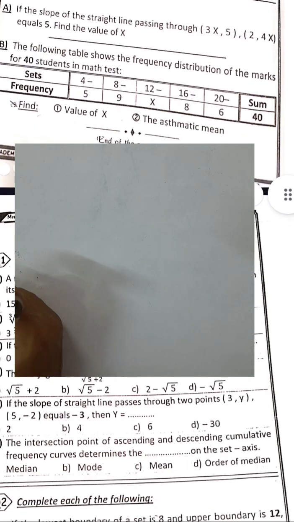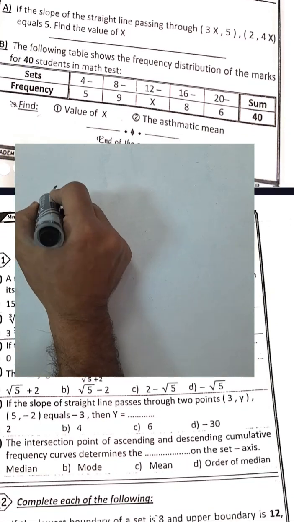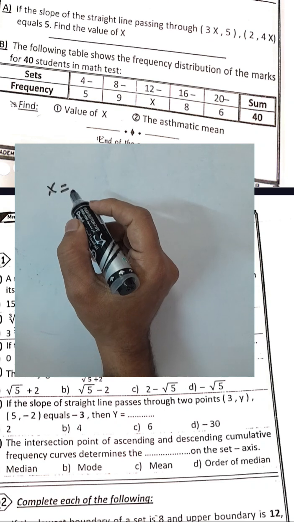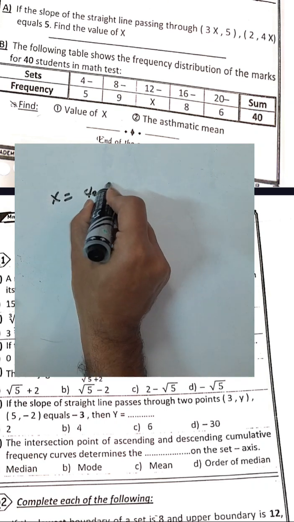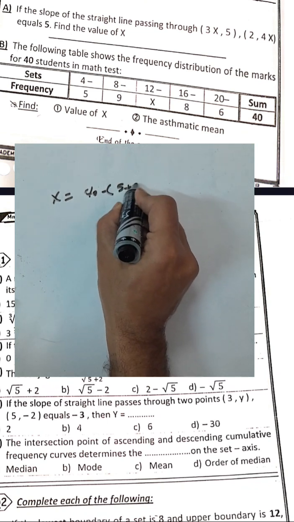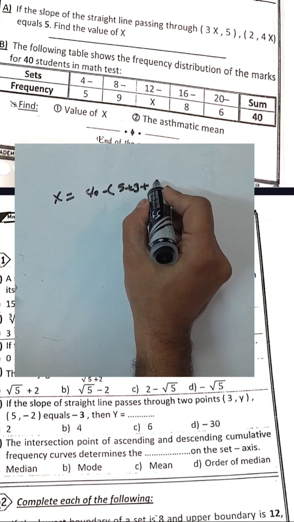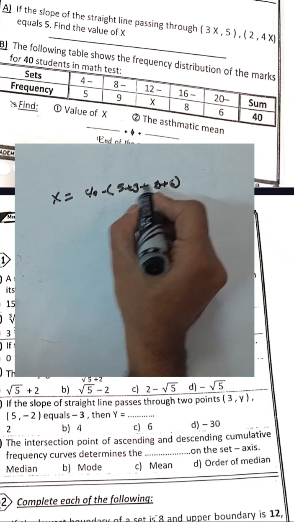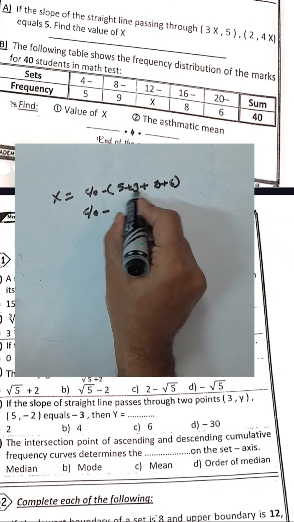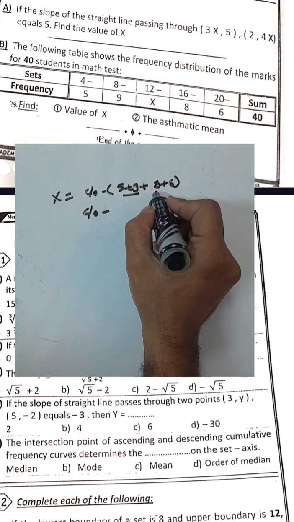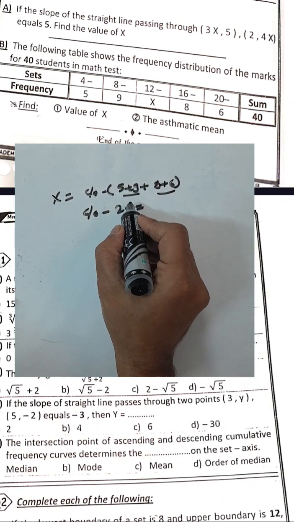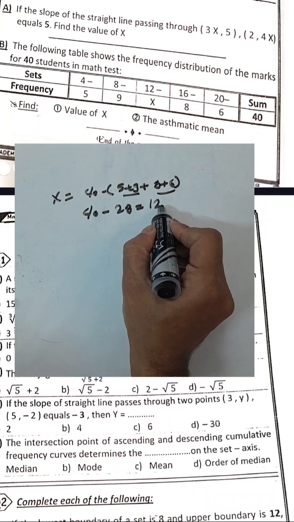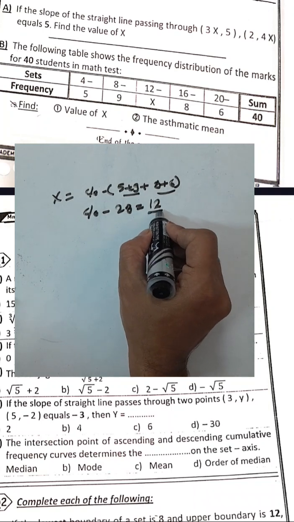Next question. You can find the value of x here from this table by adding all the values. 5 plus 9 plus 8 plus 6, subtract from 40. 5 plus 9 equals 14. And 6 plus 8, 14. 14 plus 14, 28. The difference will be 12. x will be 12.